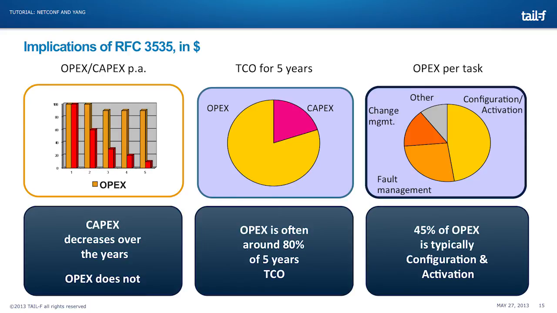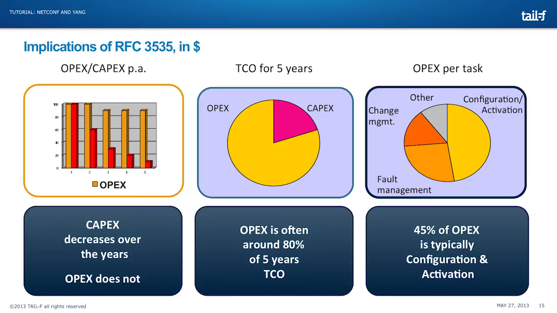Over the years, your CapEx can decrease as equipment becomes less expensive. It gets more commodity hardware focused, as we're seeing, for example, in the NFV world. But your OpEx doesn't really decrease. If you look at your total cost of ownership over 5 years for a network element, OpEx is typically 80% of the sum of your OpEx and CapEx.